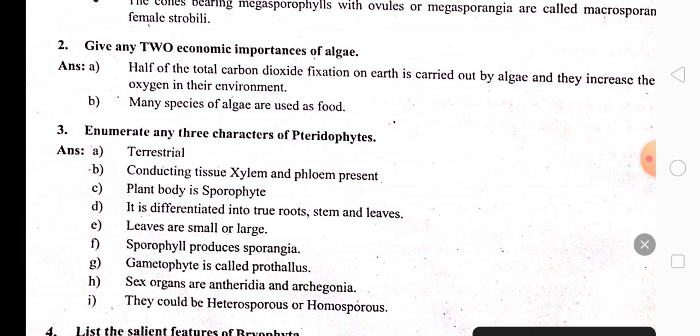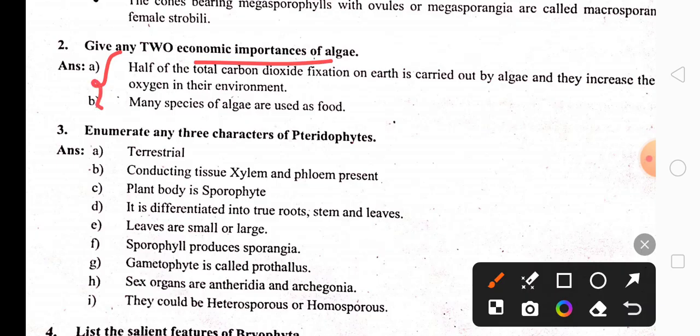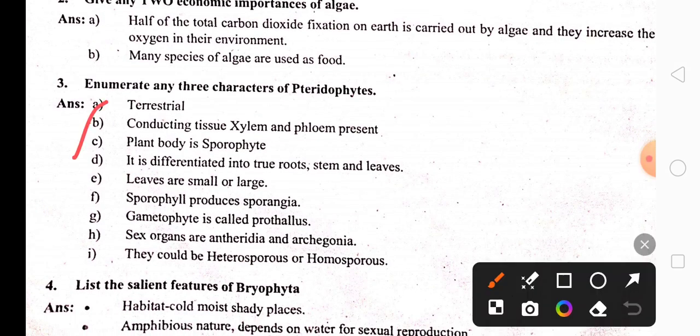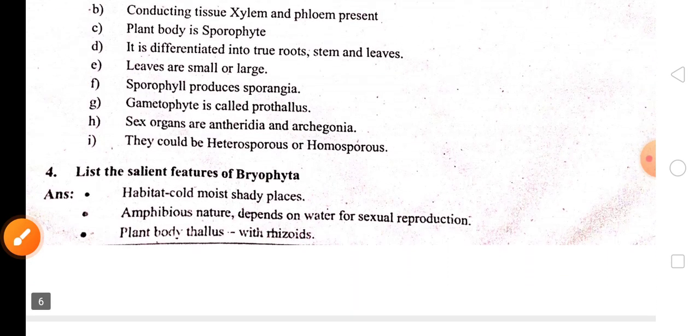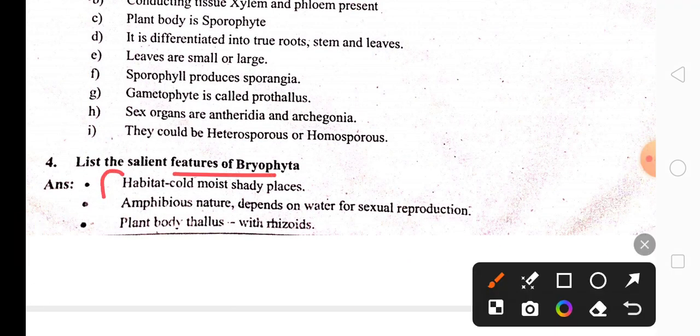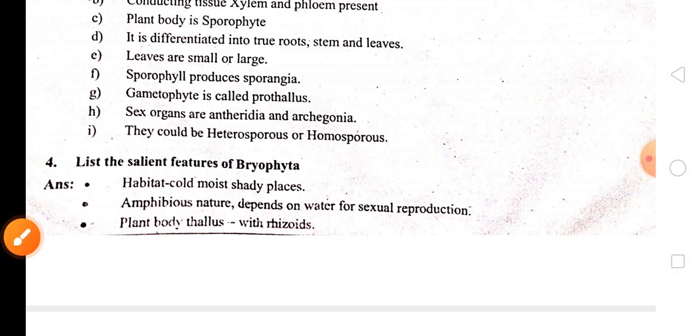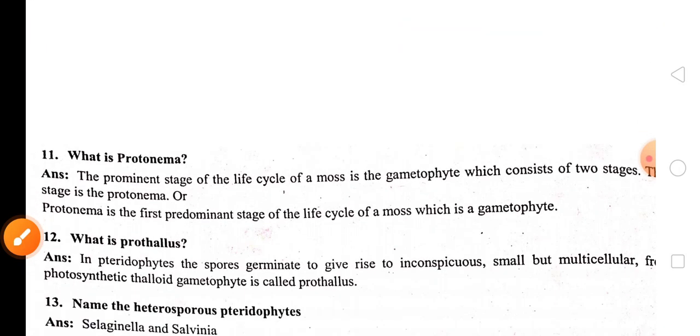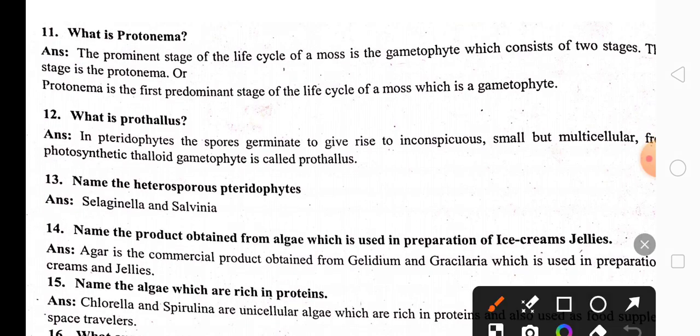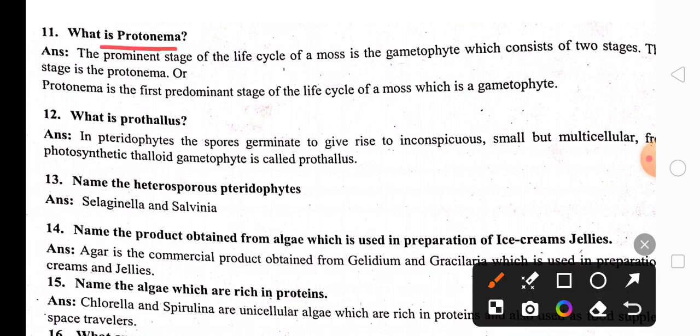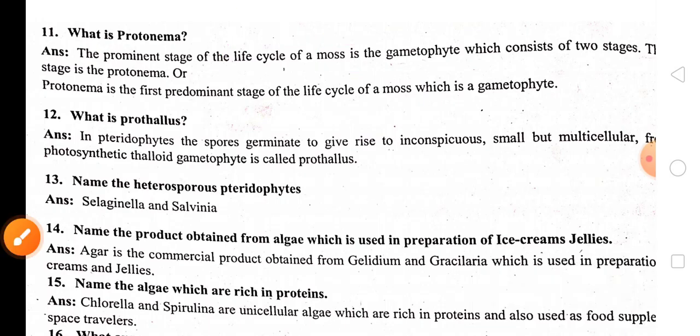Then any 2 economic importance of algae, please remember, for 2 marks. Then any 5 characteristic features of pteridophytes are very important for 5 marks. For 3 marks, remember any 3 features of bryophytes, and bryophytes are the amphibians of the plant kingdom. If they ask for 5 marks, along with these 3 points, you can include the protonema, which is a stage in the life cycle of bryophytes, especially in moss.